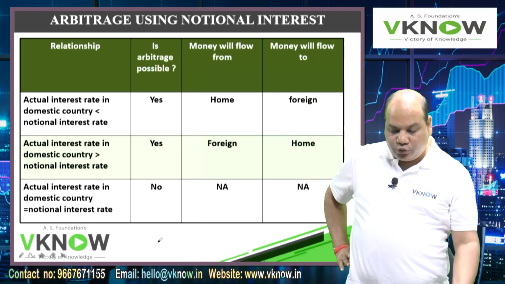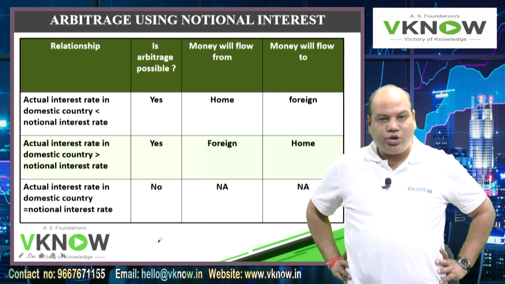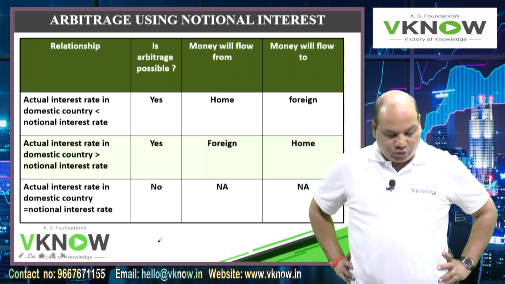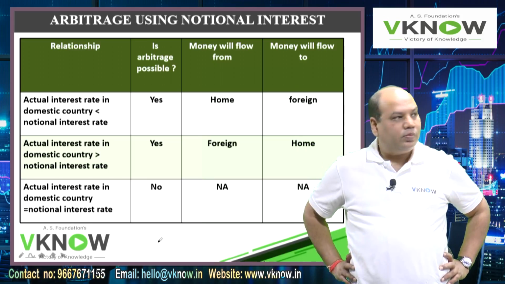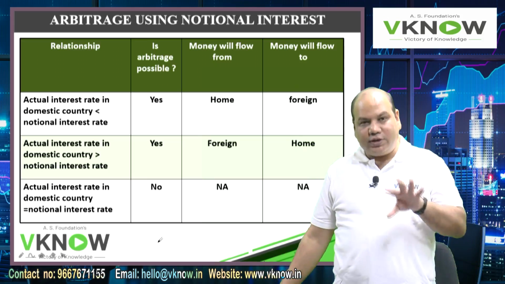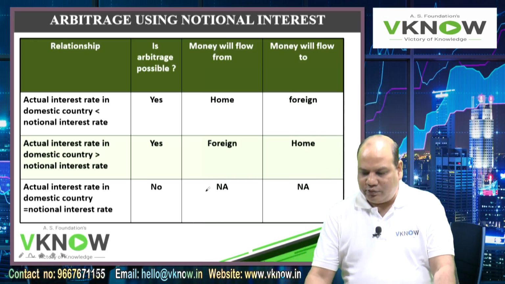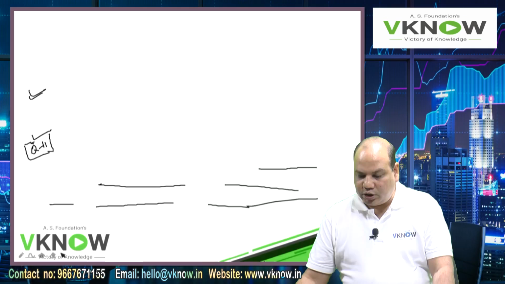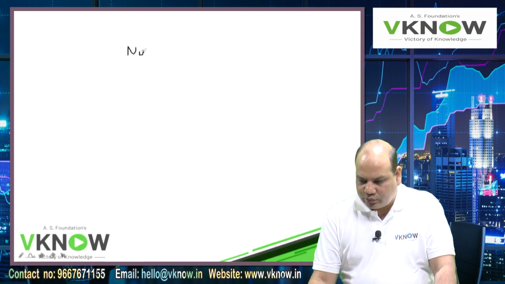Now paragraph 2 in your book, arbitrage using notional interest rate. This is the second type of problem. Okay, type 2 problem where they will ask you where will you borrow from and where will you invest. Very simple trick I am going to tell you now. What is that trick? Listen to me very carefully, because sometimes the students find it difficult. This we will call the notional interest rate method.